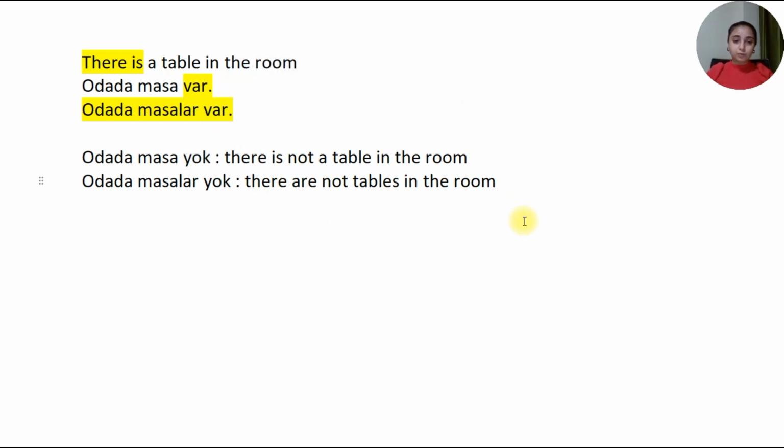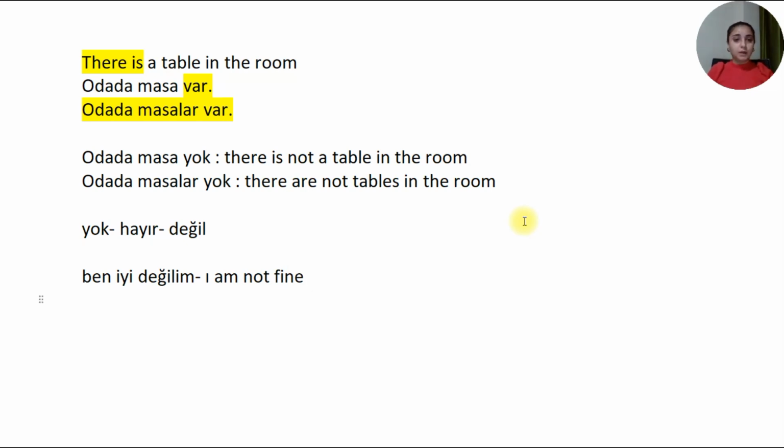Another thing that I want to warn you, please be careful about yok word and hayır, no, and değil words. They are all negative things in Turkish, but hayır is just no, to reject something. Yok is related with absence of something, but değil is mainly not. For example, you can say ben iyi değilim. It means I'm not fine.